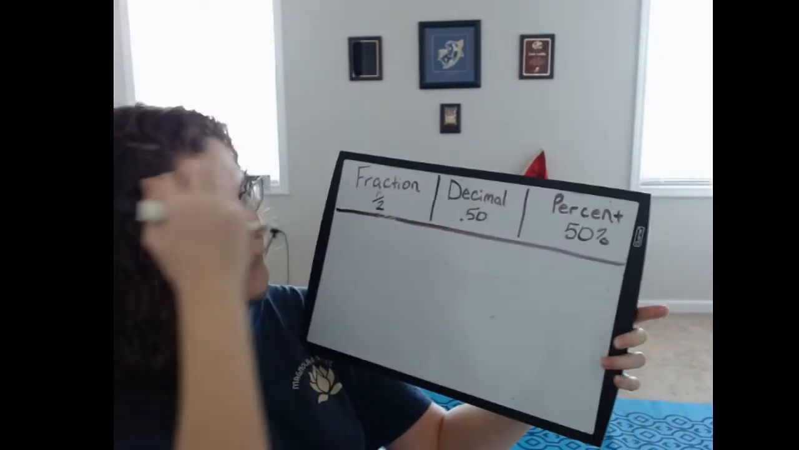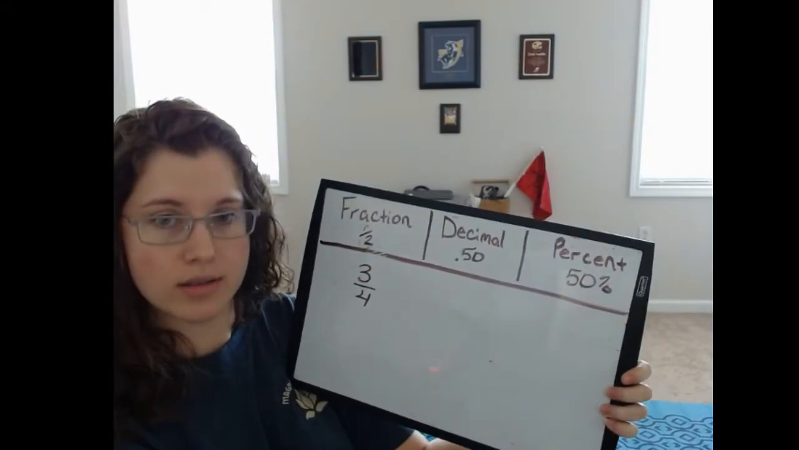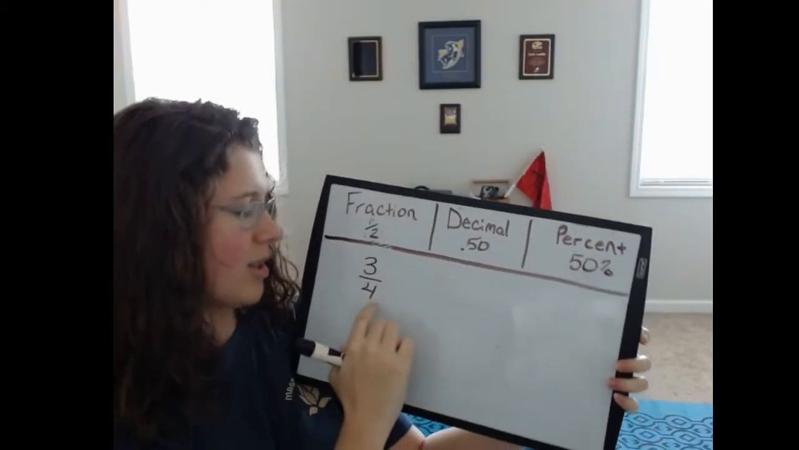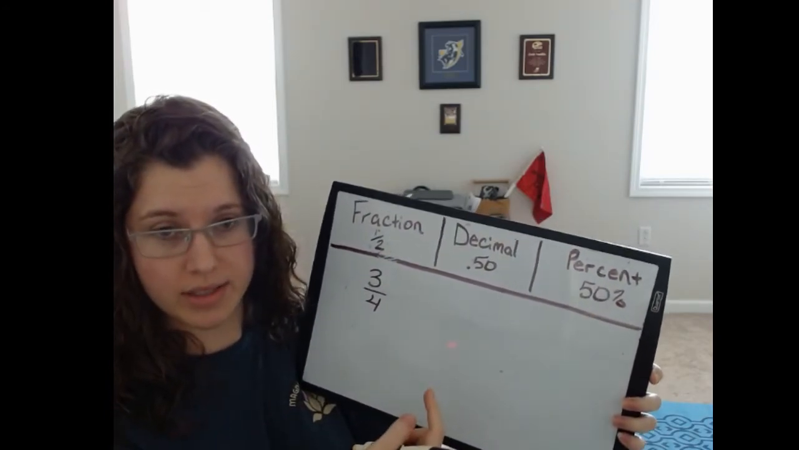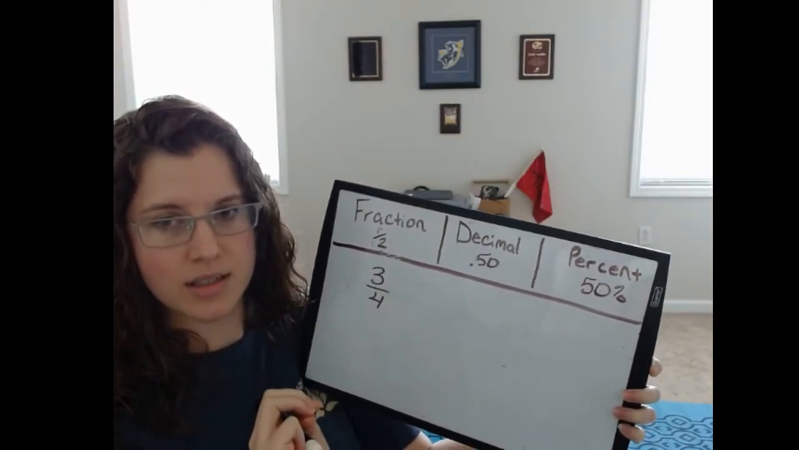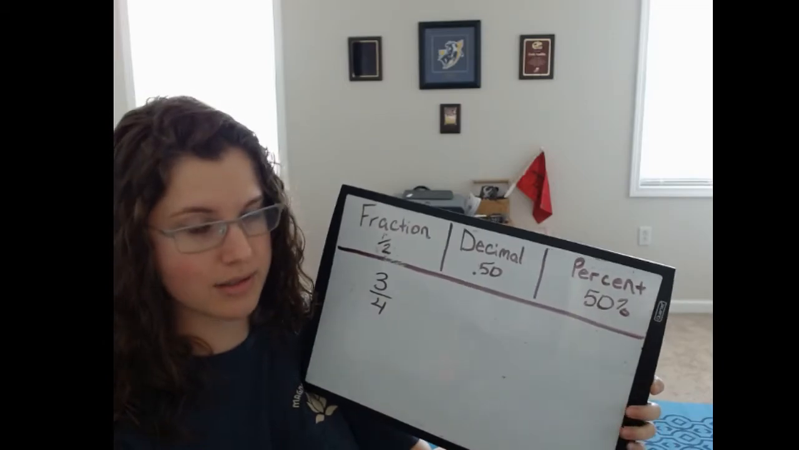Let's do one more. How about 3/4, something simple. Some of y'all should already know what 3/4 is as a decimal and a percent. Because when you have 4 in the denominator, think quarters. So 1/4 is 25 cents. 2/4 is 50 cents. 3/4 is 75 cents. 4/4 is $1, 100 cents.